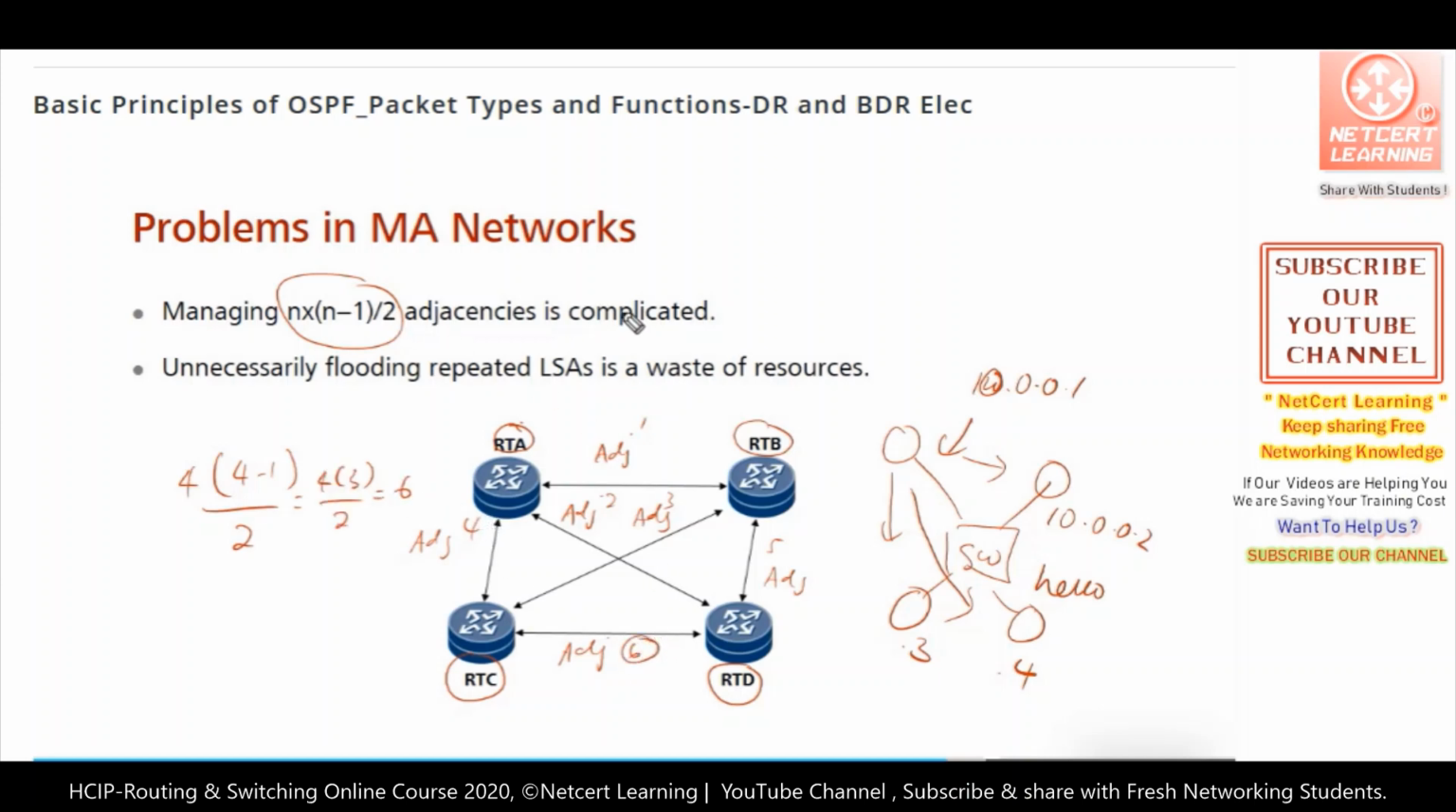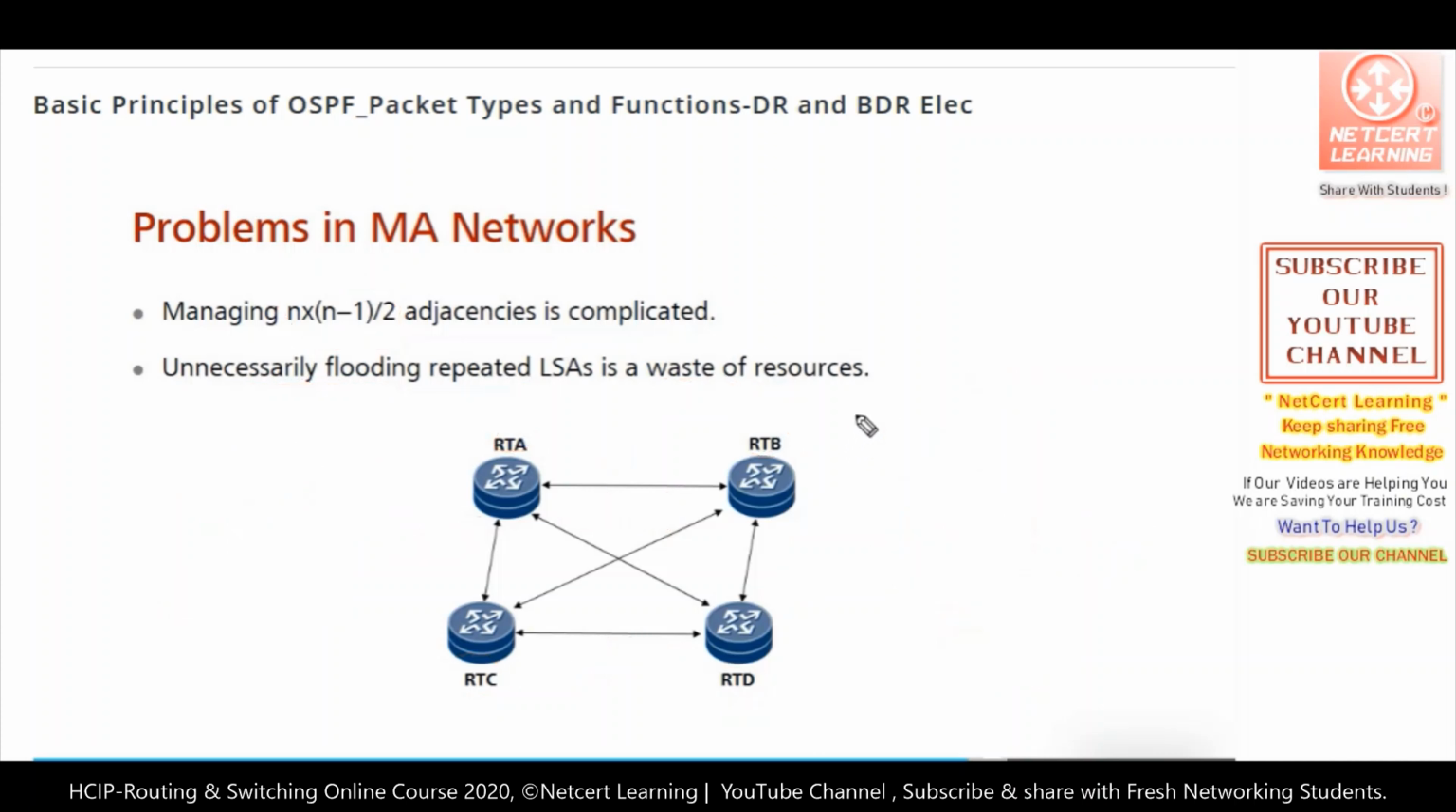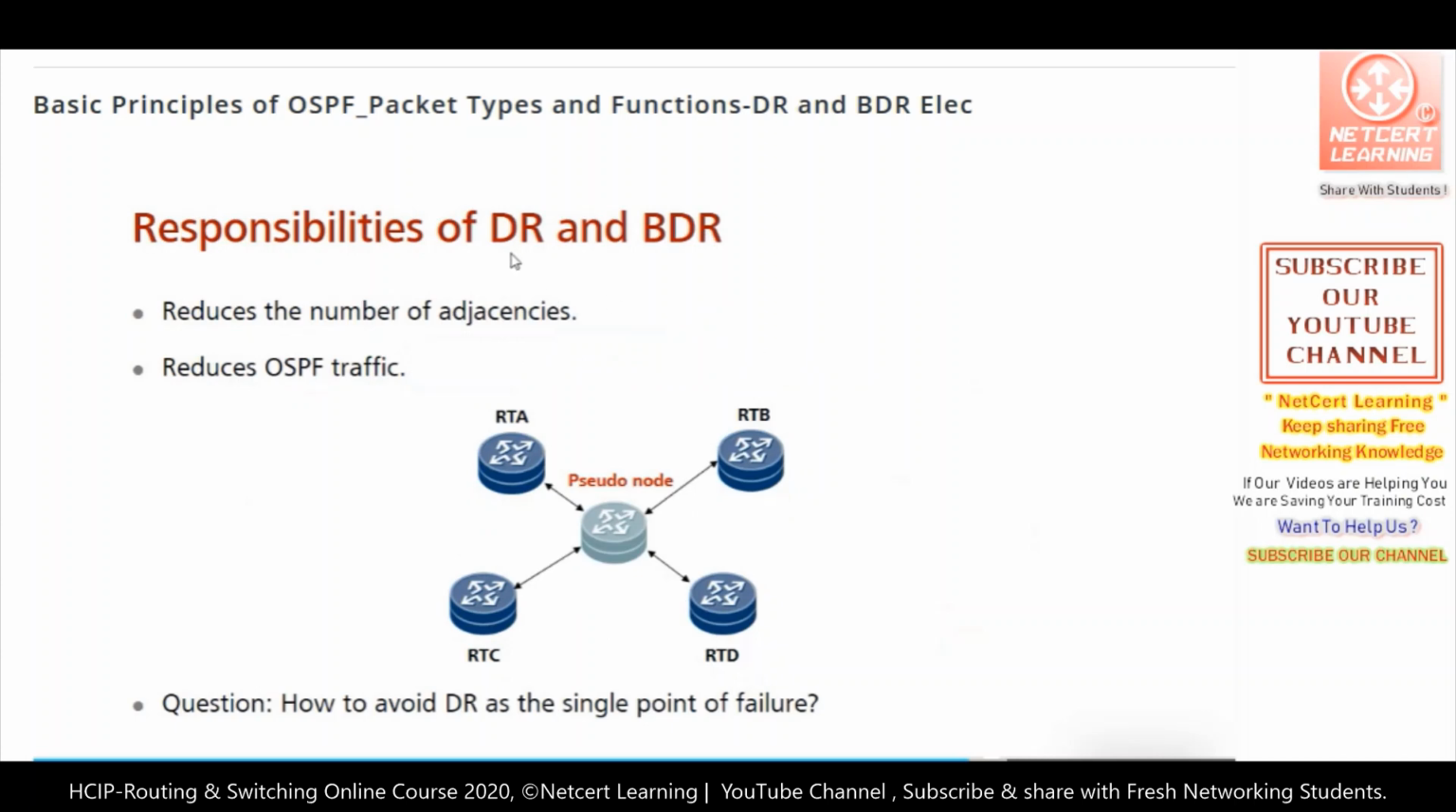Correct? So this is where the complication occurs. If we have, let's say, 10 routers in our network, that will be 45 adjacencies. That is massively complicated. Due to this, the LSA is going to flood repeatedly to the same router again and again, and this will be a waste of resources. We need to find a solution for this problem. Hence we have a concept that we call DR and BDR.